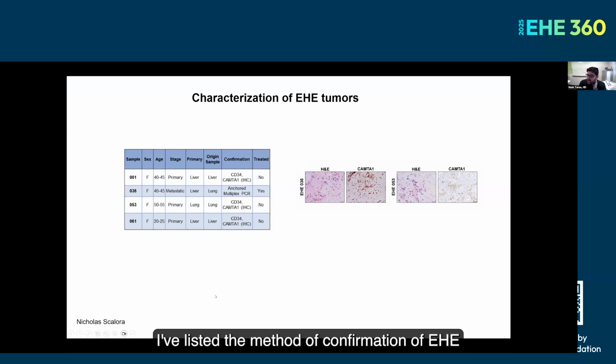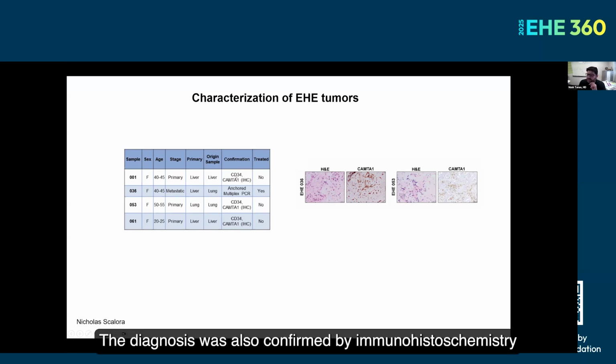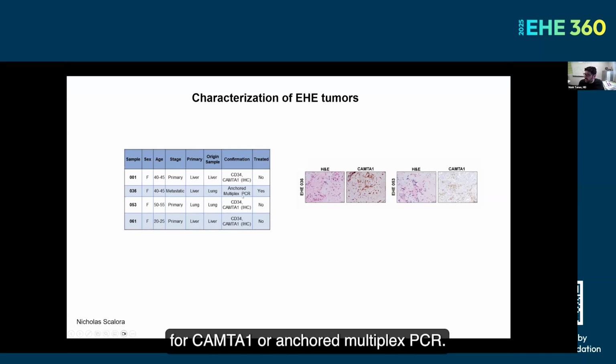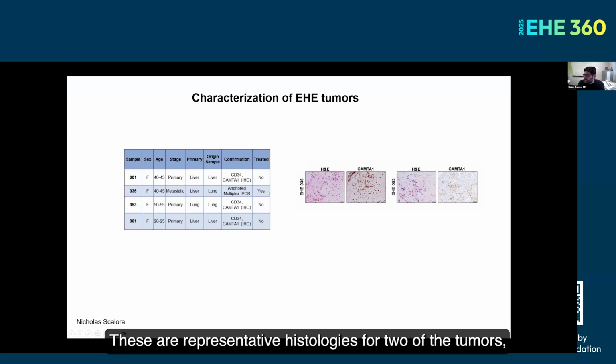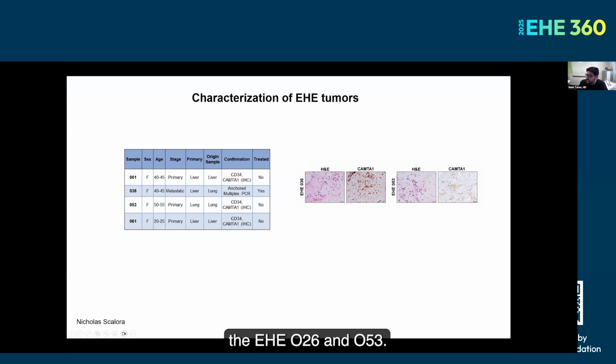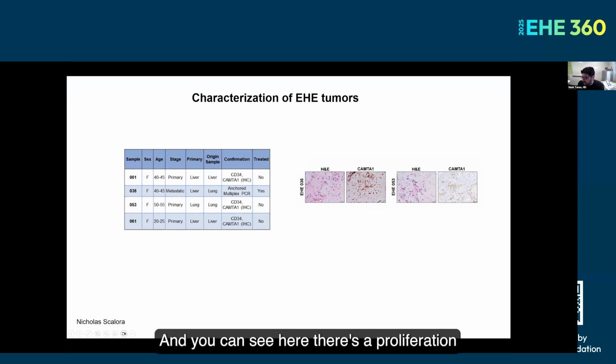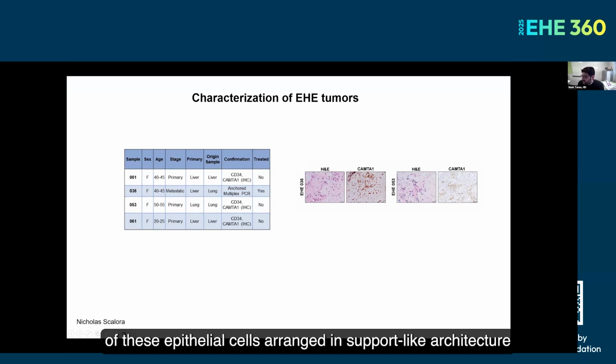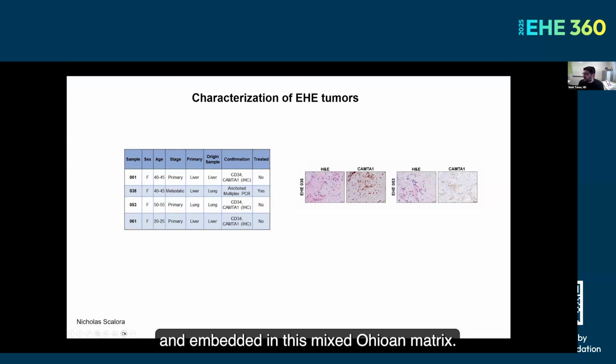I've listed the method of confirmation of EHE in addition to histologic confirmation, which Brian mentioned. The diagnosis was also confirmed by immunohistochemistry for CAMTA1 or anchored multiplex PCR. These are representative histologies for 2 of the tumors, EHE036 and 053. And you can see here there's a proliferation of these epithelioid cells arranged in cord-like architecture and embedded in this myxohyalin matrix. And both tumors diffusely and strongly express CAMTA1 by immunohistochemistry.